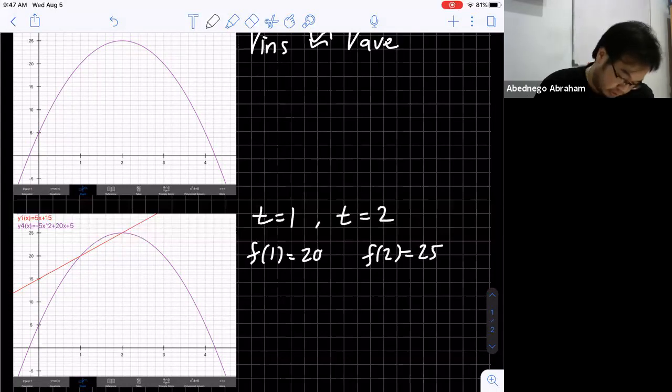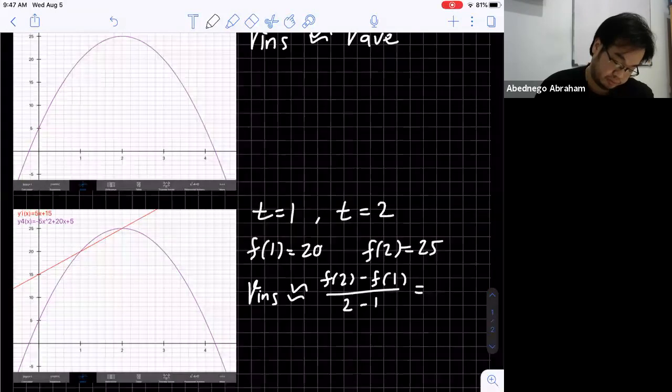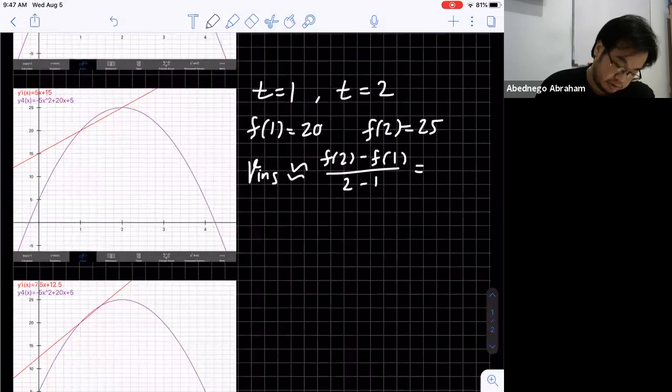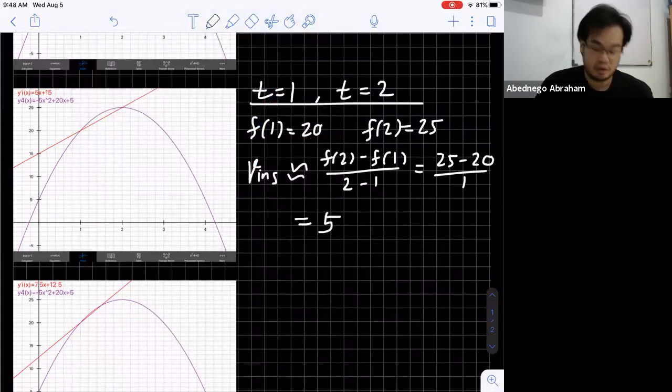Okay, so the instantaneous rate of change will be approximately f(2) minus f(1) over 2 minus 1, which in this case equals 25 minus 20 over 1, which is 5. So if you pick t equals 1 and t equals 2, then you will get an instantaneous rate of change equal to 5.